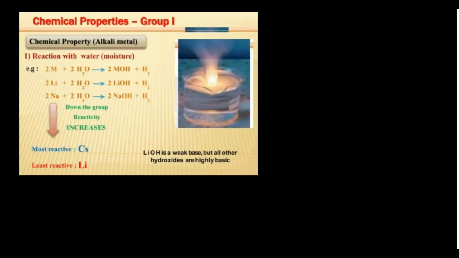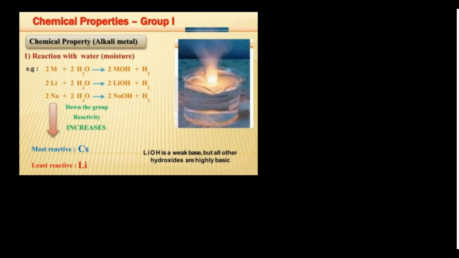So guys, now let's move on to the chemical properties of the alkali metals. First of all, we are going to look at the reaction with water or the moisture present in the atmosphere. In both ways, if you treat these metals with water, or if they absorb moisture, the reaction happens in the same way. Here I have written the metal M, so I have generalized the reaction. Instead of M, you can write potassium or sodium, etc.